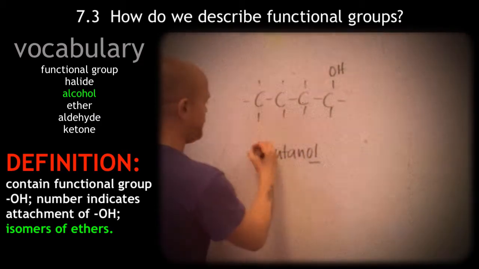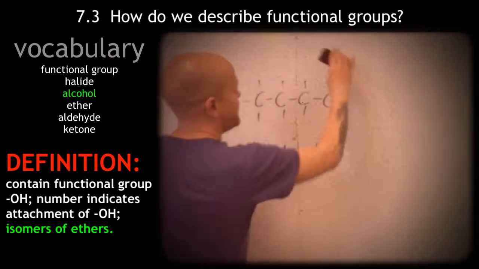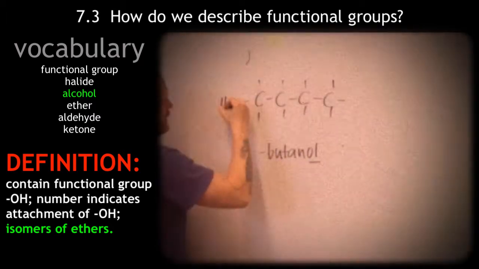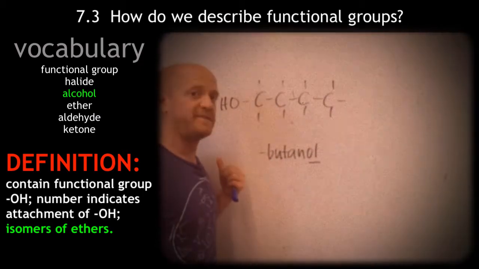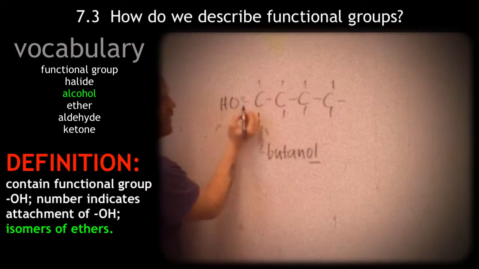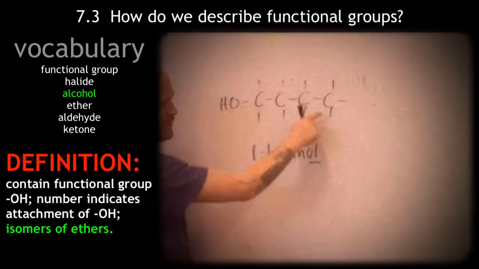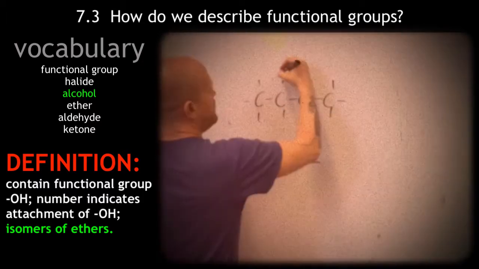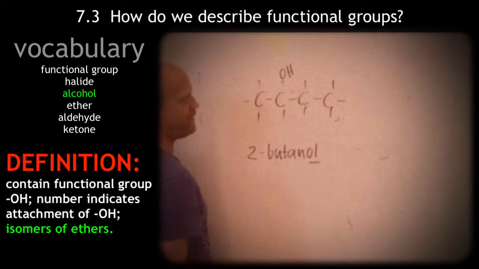So this is 1-butanol. Now, I could do a modification of this, and I could change the location of the OH. If the OH is on the left side, it's not going to be an OH, it's going to be a HO. Remember, keep your H's on the left. H's on the left, O's on the right. Because it's showing that the oxygen is binding to the carbon. This is still 1-butanol. If I change it, and I put the OH here, it becomes 2-butanol.